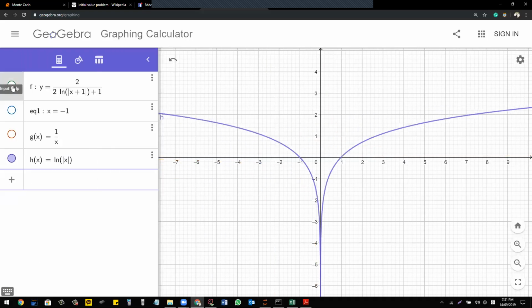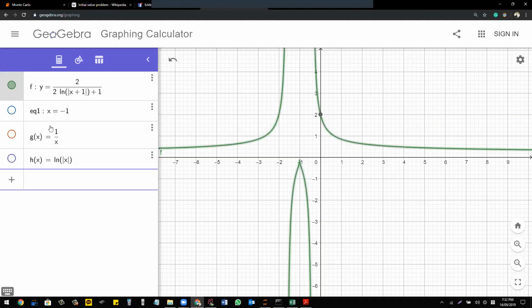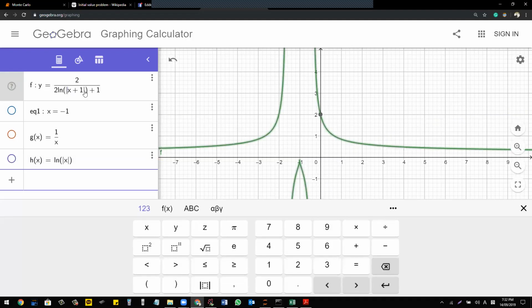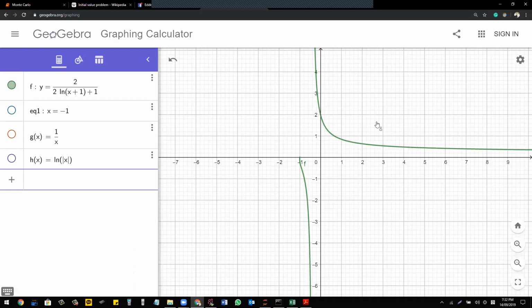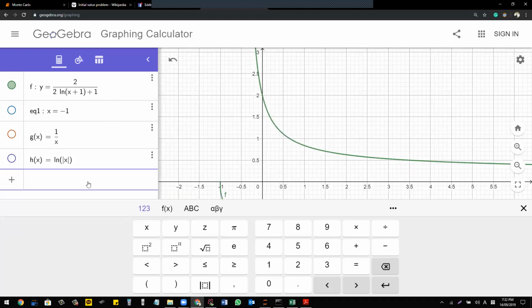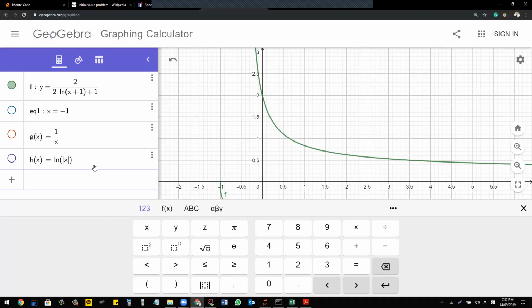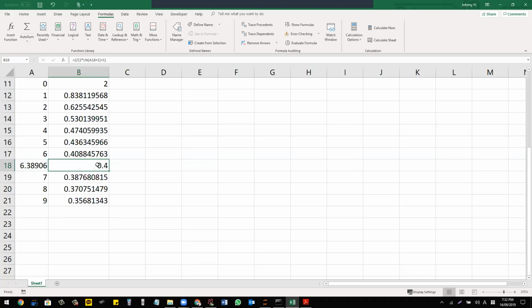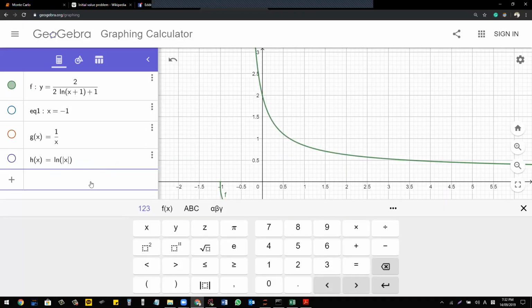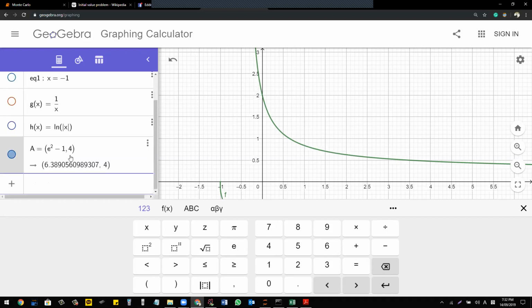I'm only interested in the x+1 case, not the absolute value. So that's what I want. And when I plugged in the e squared minus 1, this one here, I got 0.4 exactly, right? Yep, 0.4. So I'm going to go here and then type e squared minus 1 and 0.4. It is right there. It's right on the point, right?